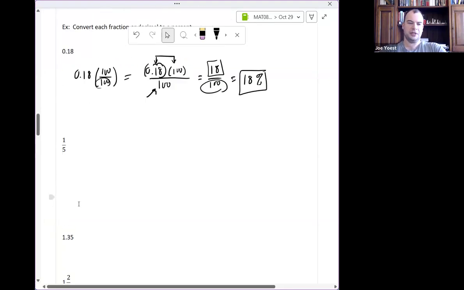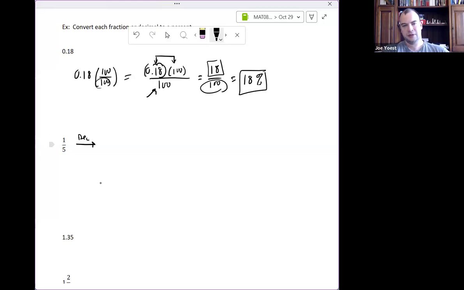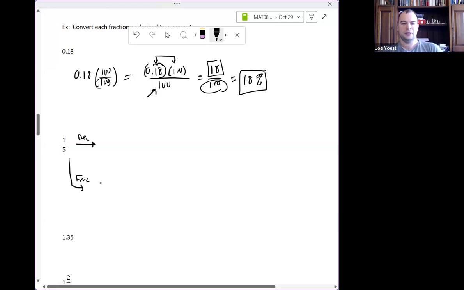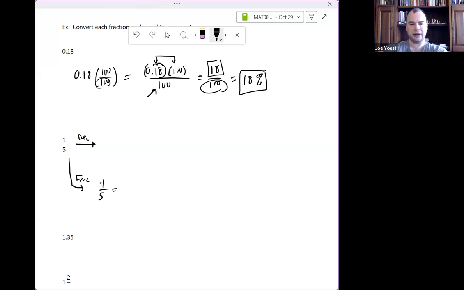If I take 1/5, for example, I actually have two approaches. I could convert to a decimal and then take this approach up here, or I could leave it as a fraction. Let's keep it as a fraction first. So I have the fraction 1/5. And remember, if I'm going to convert to a percent, I need a denominator of 100. Can I find an equivalent fraction to 1/5 with a denominator of 100?